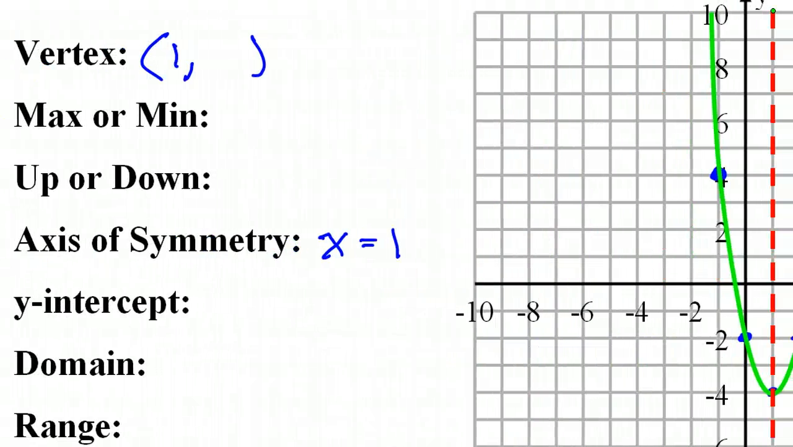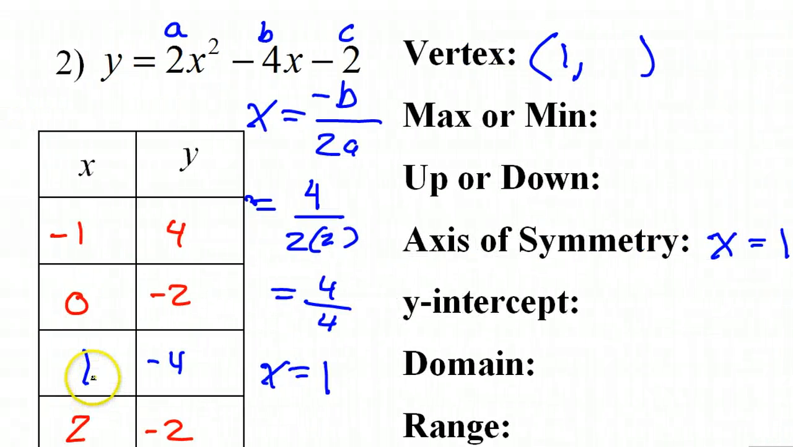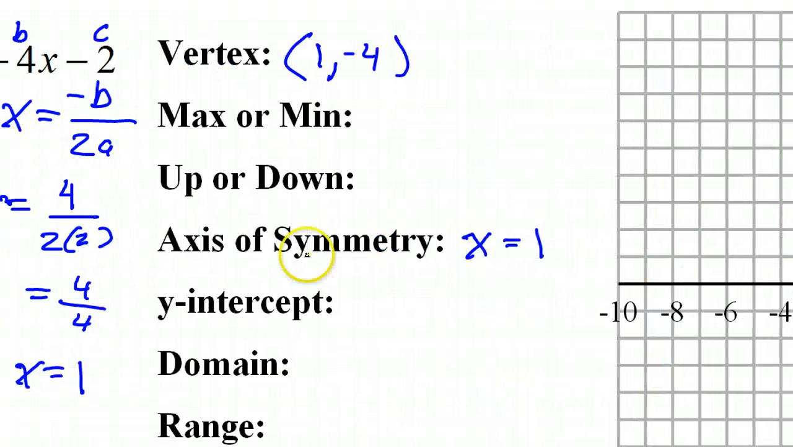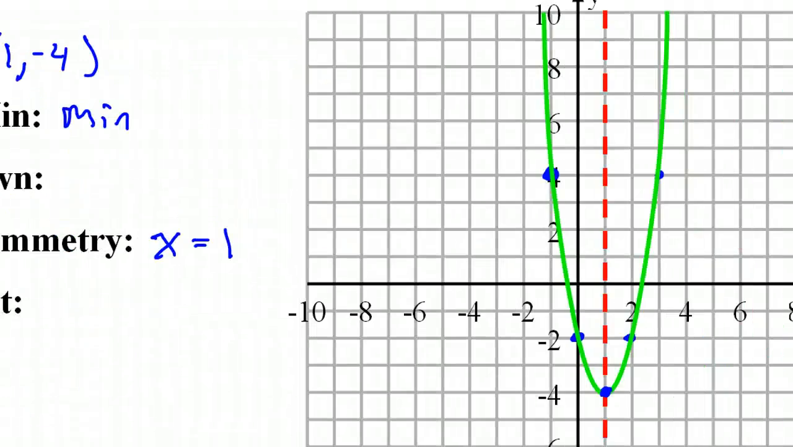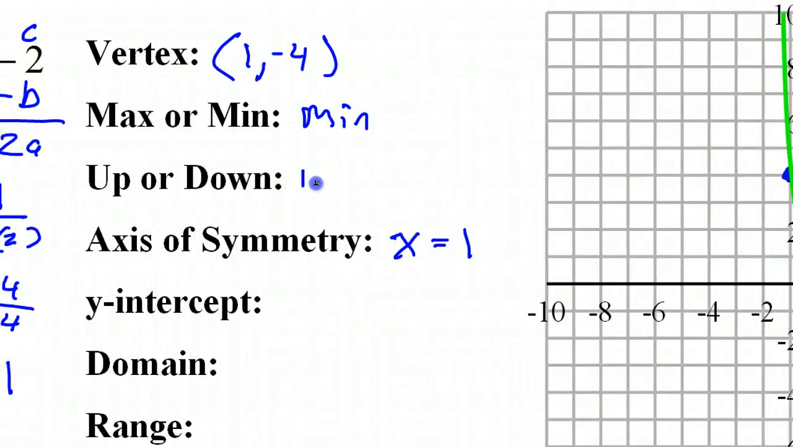It looks good. So, back to all of the small questions you're being asked here. The vertex is 1, -4. Now, is this vertex a maximum or a minimum? Well, since the vertex is here at the bottom of the parabola, it is a minimum. Does this parabola open up or down? Well, clearly it is reaching to the sky, so it opens up.